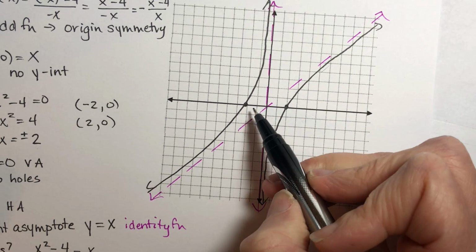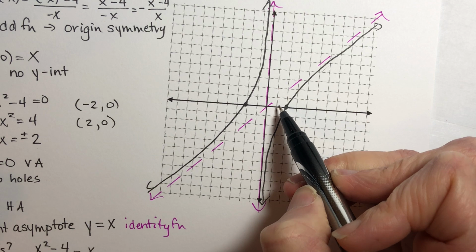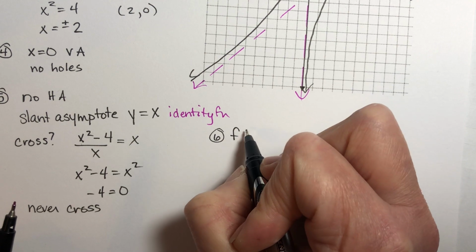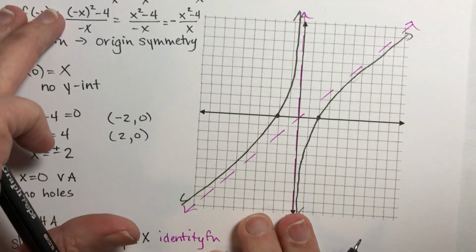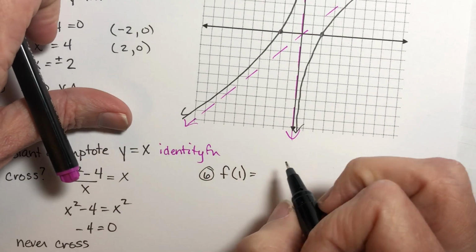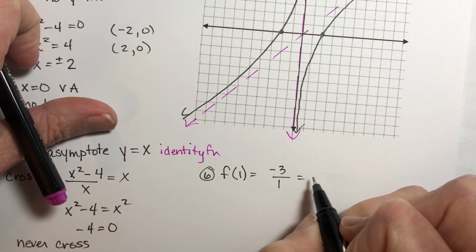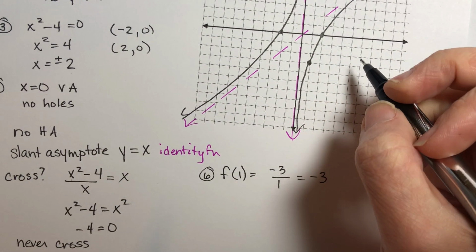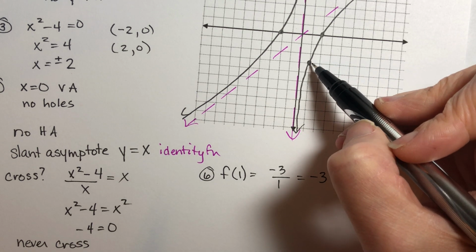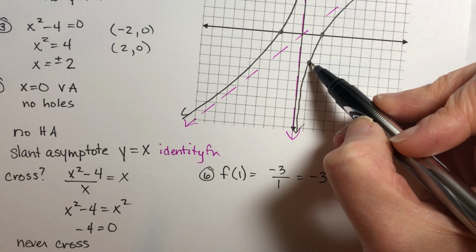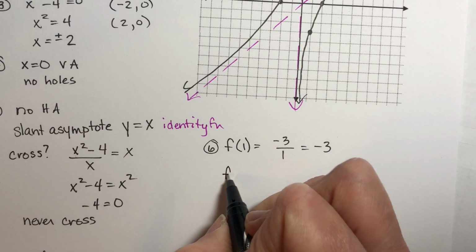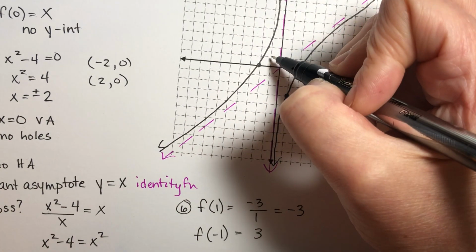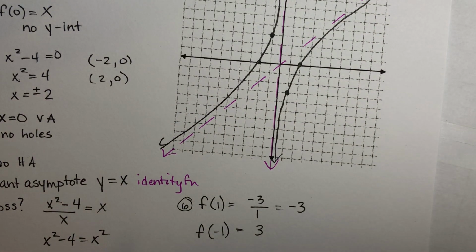But I could plug in other points. Let's say I plug in 1. This is like step 6, where I'm verifying what I have here. If I plug in 1, I get 1 minus 4, which is negative 3, over 1, so negative 3. At 1, my graph did end up going through negative 3. And since I have symmetry, if I plugged in 1 and got negative 3, then that automatically tells me if I plug in negative 1, I should get positive 3. So I have another point.